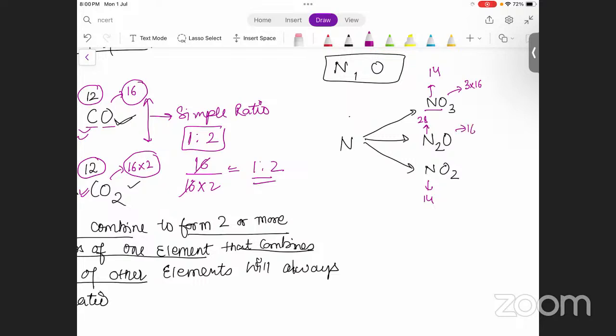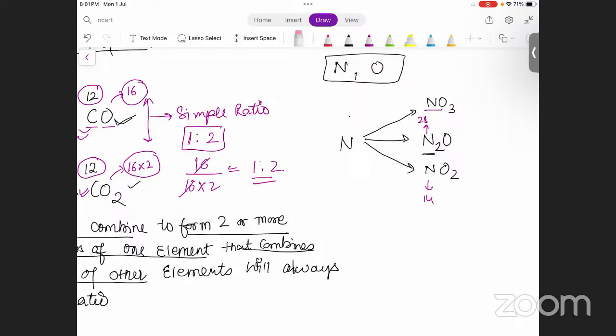Here we will have 16, and again here we will have 2 into 16. So neither for nitrogen, neither for oxygen, the masses are constant, right? So first we will select one element. So I am selecting nitrogen here. So I'll fix the mass for nitrogen. So how I'll fix that? As I can see, we have two nitrogen here.